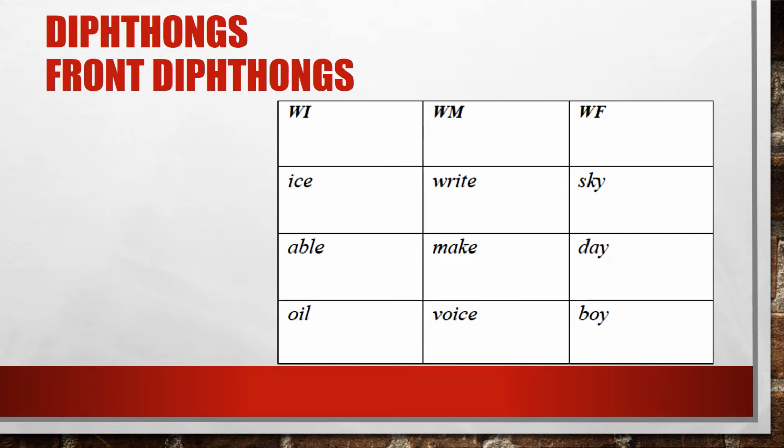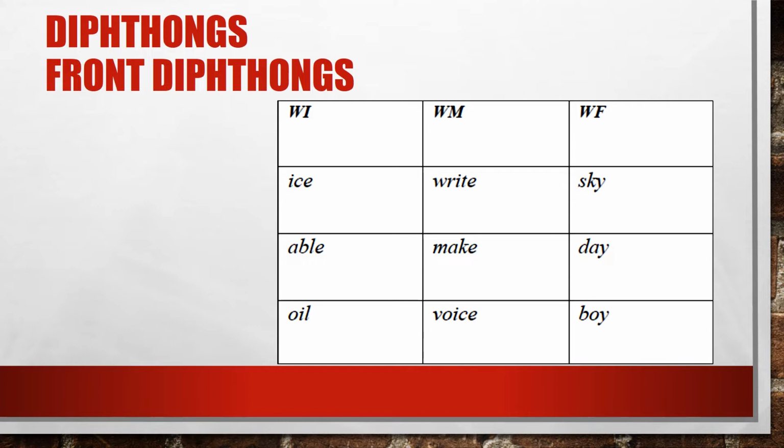Now, front diphthongs occur in all positions. So the diphthong I can occur in words like eyes, right, and sky. The diphthong A occurs in words like able, make, and day. And the diphthong Oi occurs in words like oil, voice, and boy. So let's recap. I, A, Oi. Very, very easy sounds.